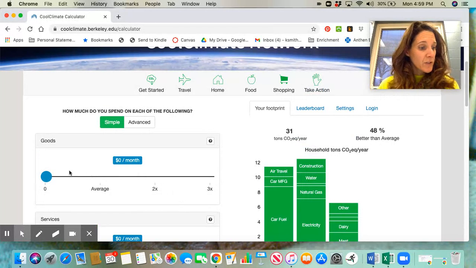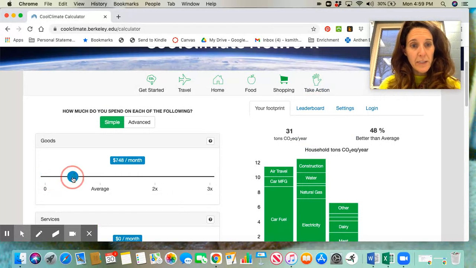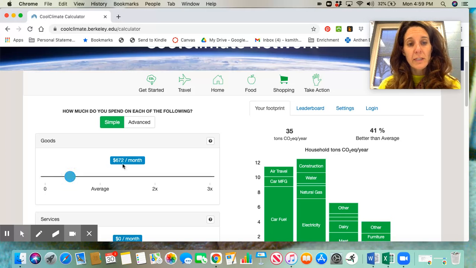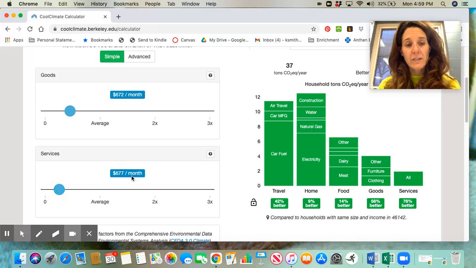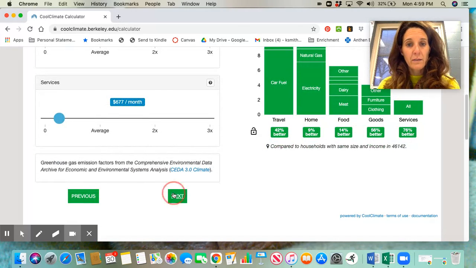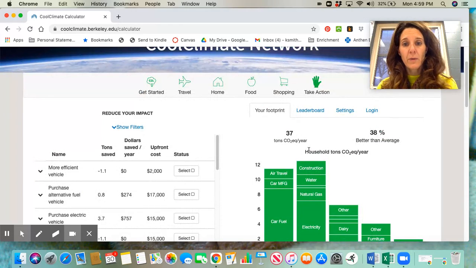And goods and services. This family spends about $670 a month on goods and services. And this one's pretty tricky. Just get it as close as you can, guys. So I can get to 672. That's close enough. Same thing with services. I needed to get it close to 670, and 677 is close enough. And click next.